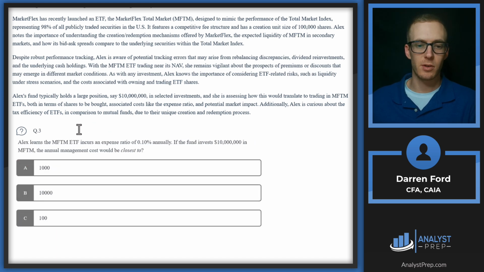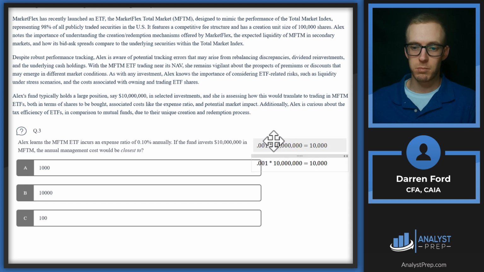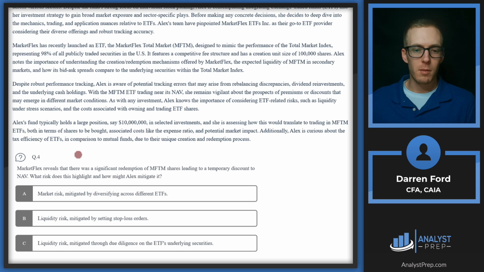Question 3. Alex learns the MFTM ETF incurs an expense ratio of 0.1% annually. If the fund invests $10 million in MFTM, the annual management cost would be closest to. Nice quick one for you here. We're going to just do 0.1%, or 0.001, times $10 million allocation, which gives us annual costs of $10,000. Answer B.